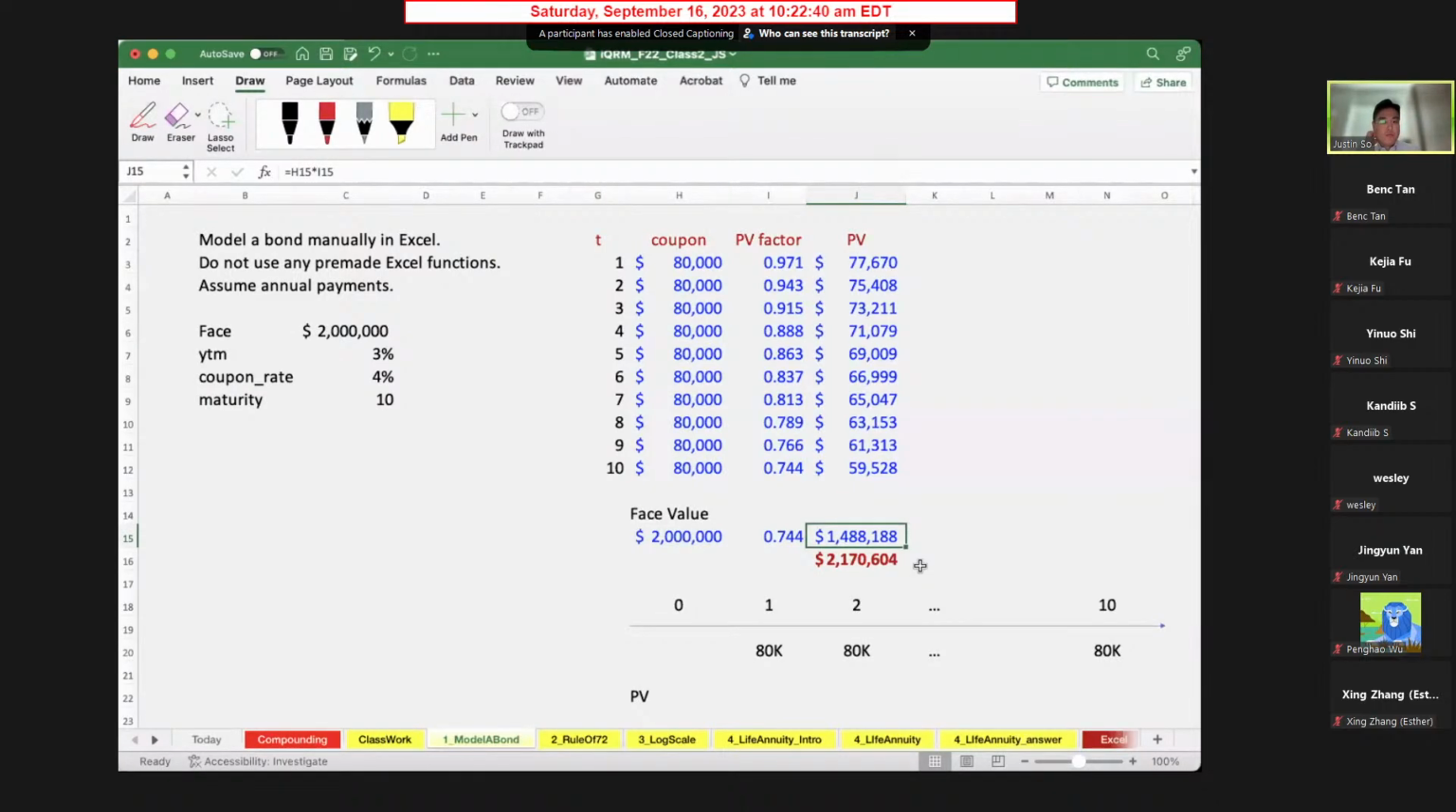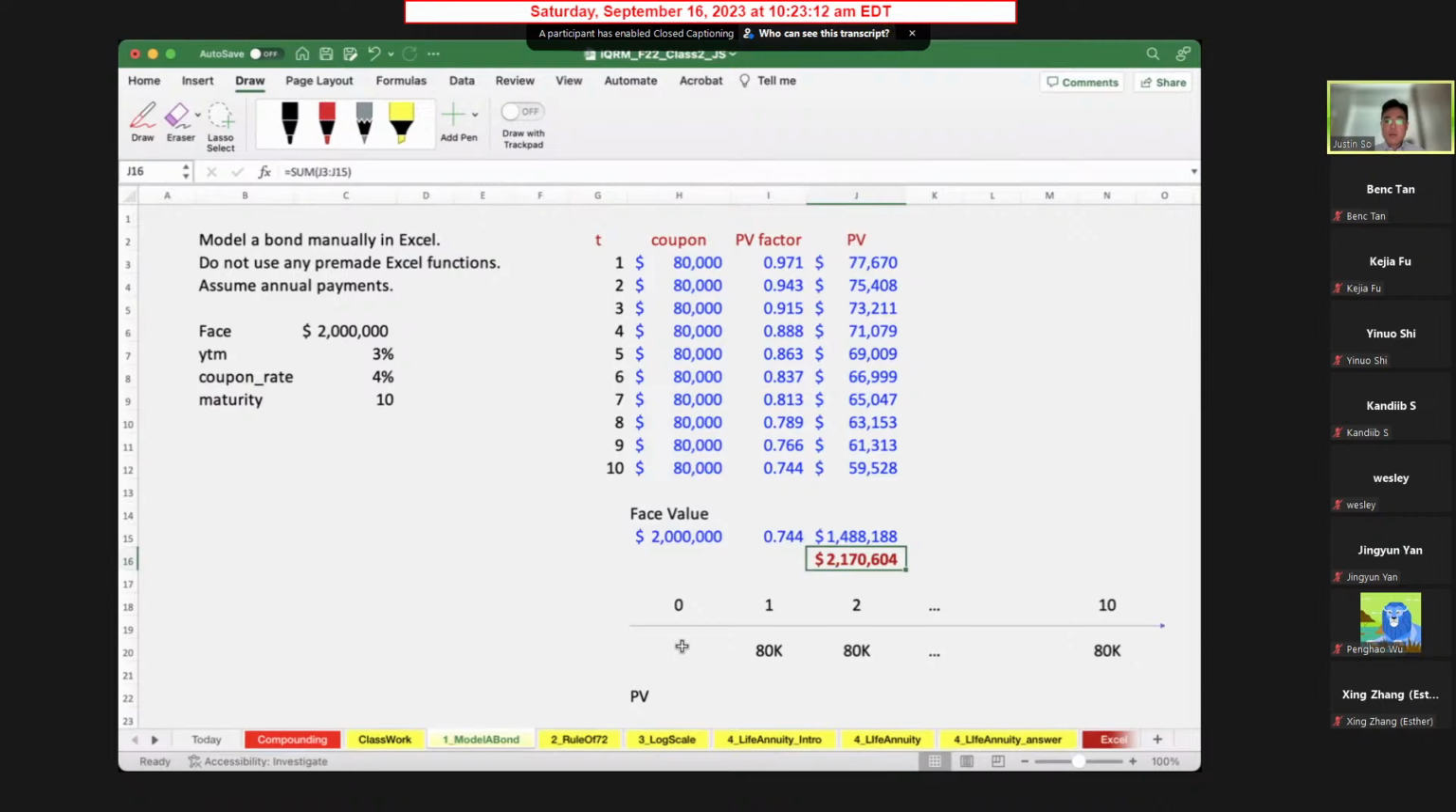Bond value at present time is the sum of all these present values of cash flows, including the present value of the face value, which is the sum of all the values. So 2.17 million. This is the value of the bond. I'm not saying this is the price traded on the market. That's slightly different.